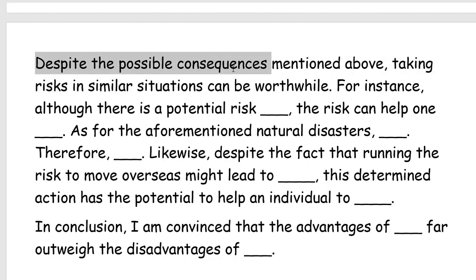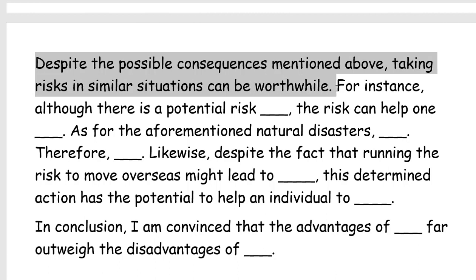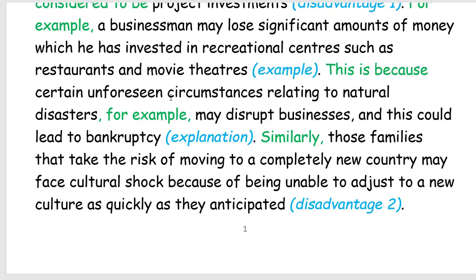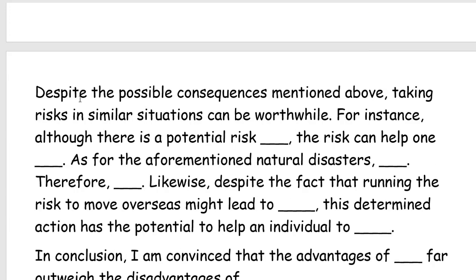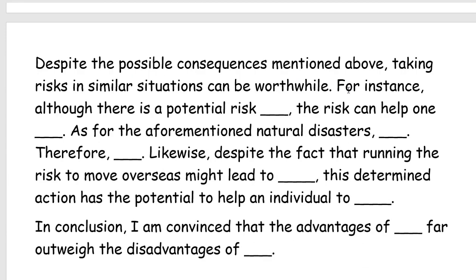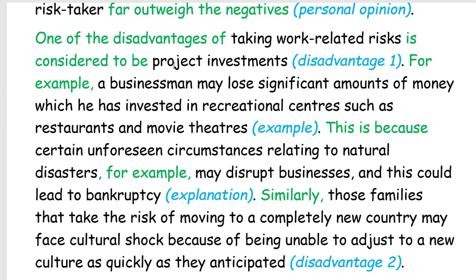All right, now let's just focus on the structure of the next paragraph. Despite the possible consequences mentioned above, taking risks in similar situations can be worthwhile. So we have spoken about the consequences, right? The negative results of taking risks. And here, let's say, despite the possible consequences mentioned above, the ones that we have already mentioned, then taking risks in similar situations can be worthwhile. In this case, worthwhile basically means it's good, it's valuable, we should do it even though there are some problems.